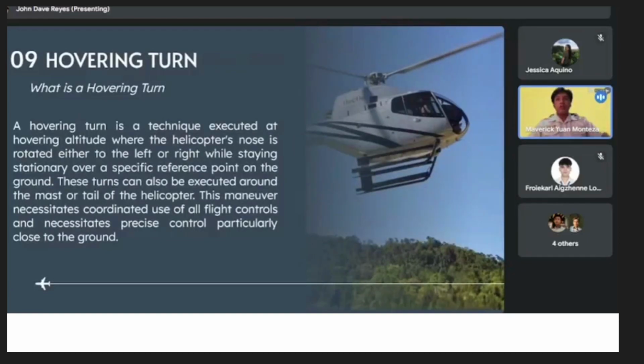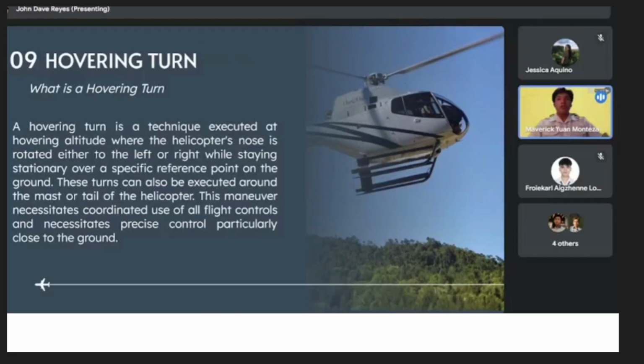A hovering turn is performed at a fixed altitude, rotating the helicopter's nose left or right while maintaining position over a reference point. It can also revolve around the helicopter's mast or tail. This maneuver requires precise control of all flight controls, especially near the ground.